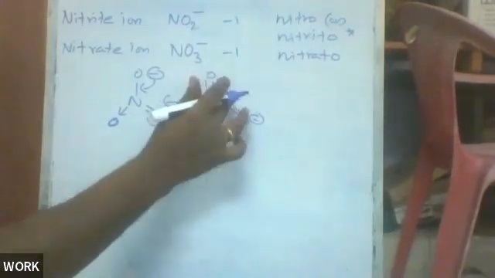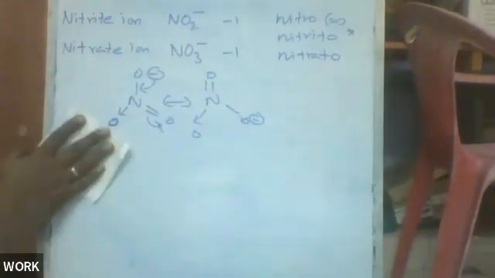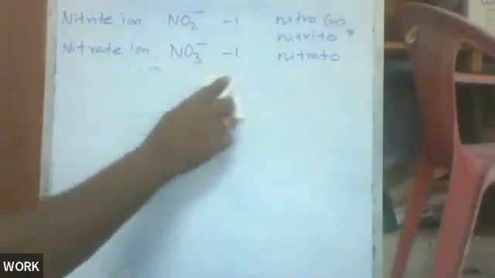Next, it may be the coordinated one or it may be the other one. That's why we can say it's NO3 minus. We coordinate only through oxygen.